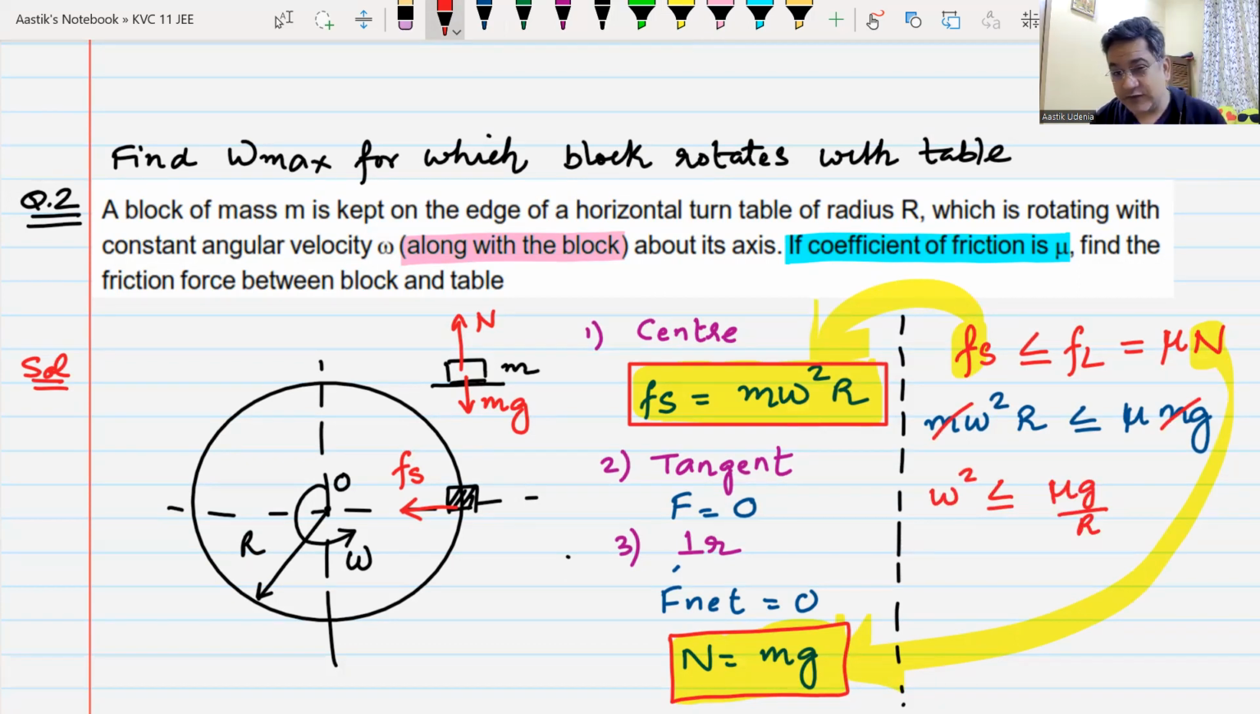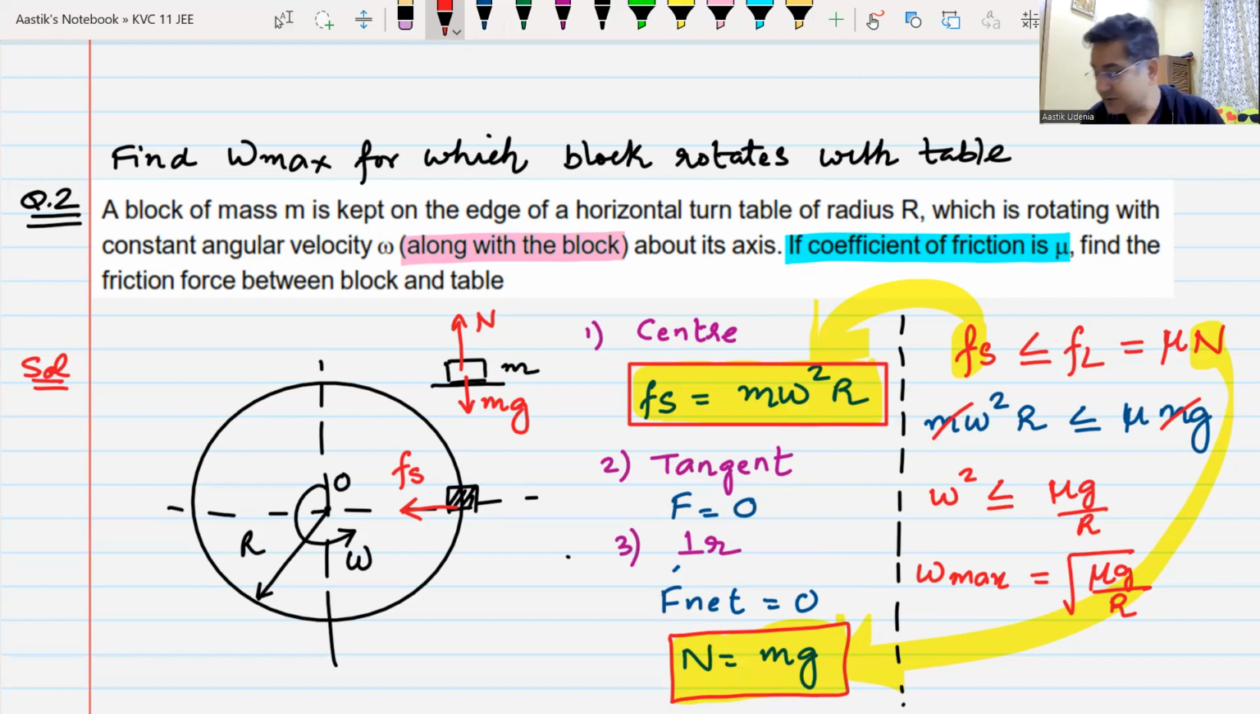So it will always be less than this value. In the maximum condition, it will be equal to that value. So the value of maximum angular velocity that is possible will be equal to mu g by r, and this is where mu is required, not just everywhere.